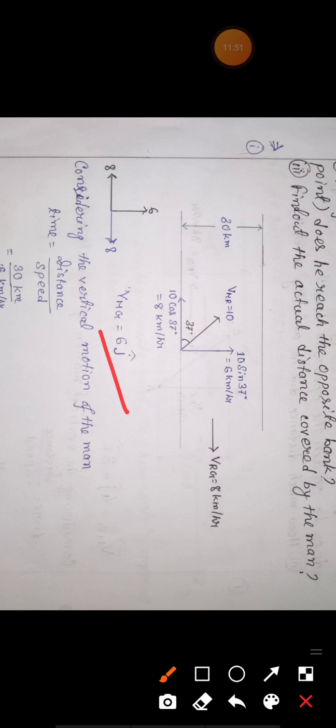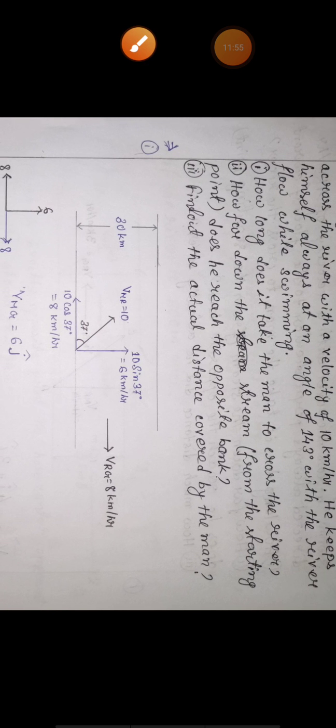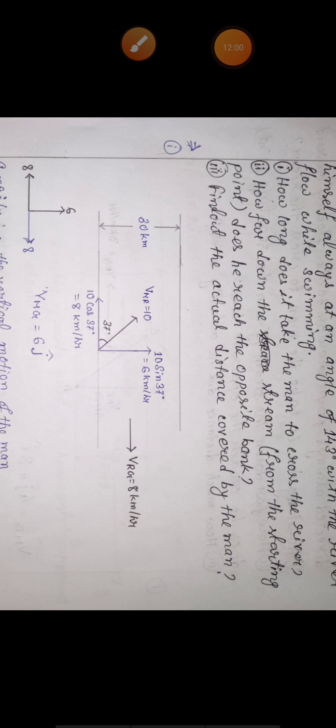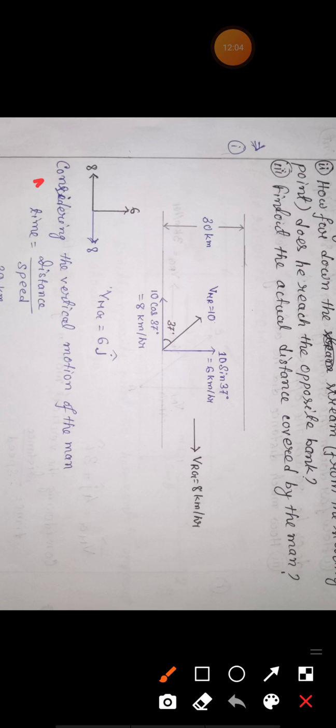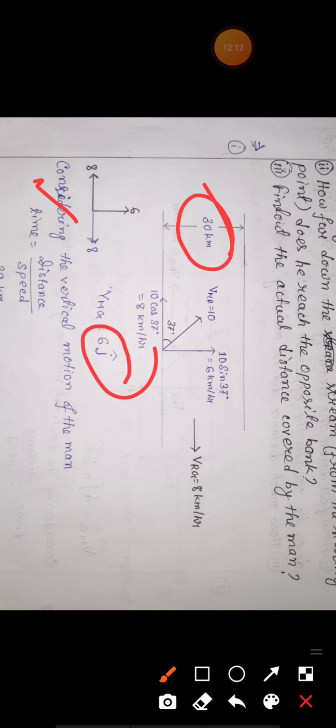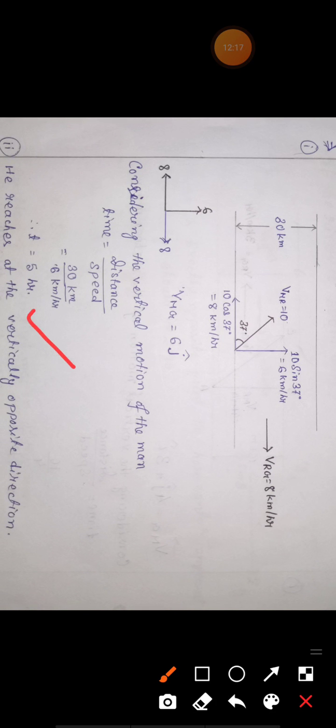Now first question is, how long does it take the man to cross the river? So first we have to find out the time. To find out the time, we will consider the vertical component of the velocity. So time is equal to displacement by velocity. Displacement is what? 30 kilometer, and velocity is what? Vertical component velocity is 6 kilometer per hour. So 30 by 6 is equal to 5 hours. So the man will take 5 hour time.